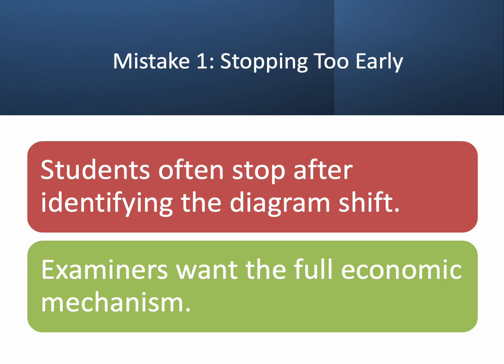The first mistake many students make is stopping the explanation too early. Students often identify the diagram shift correctly, but then they stop writing. For example, they might say that a tax shifts the supply curve to the left, and then move on. But examiners want to see the full economic mechanism. They want to see why the shift happens and what the final market outcome is. Strong answers continue the explanation until the economic consequences are fully clear.